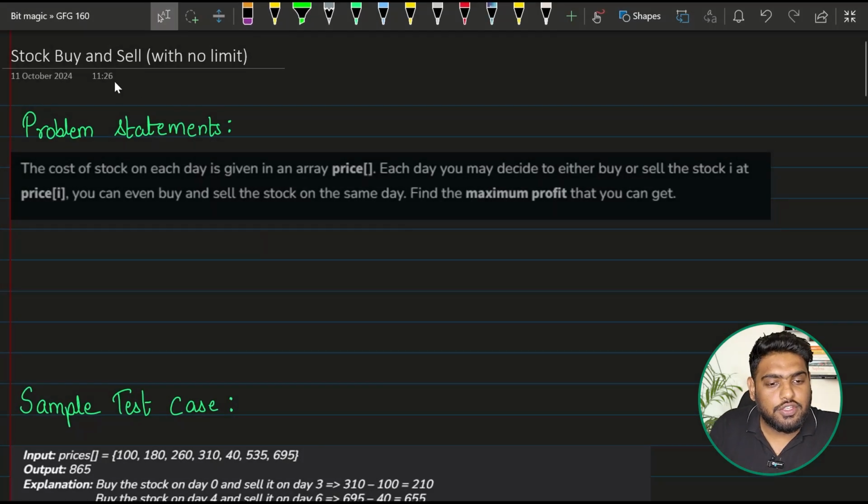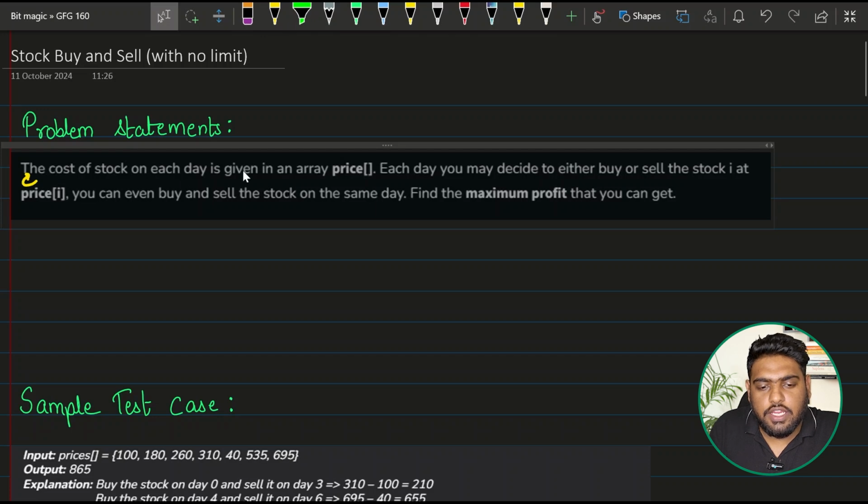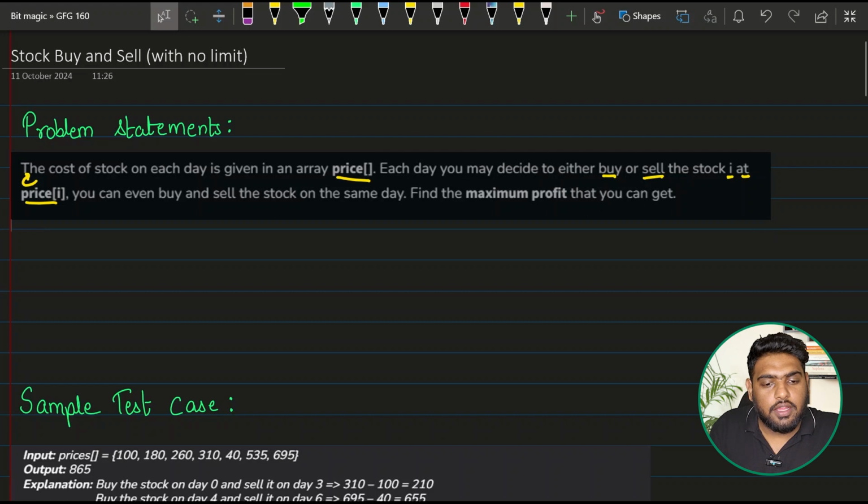Let's solve the question stock buy and sell with no limit. This question says that the cost of the stock on each day is given in an array price. Each day you may decide to either buy or sell the stock at the price i. You can even buy and sell stock on the same day. Find the maximum profit that you can get. This question is sometimes also known as stock buy and sell multiple transactions allowed.